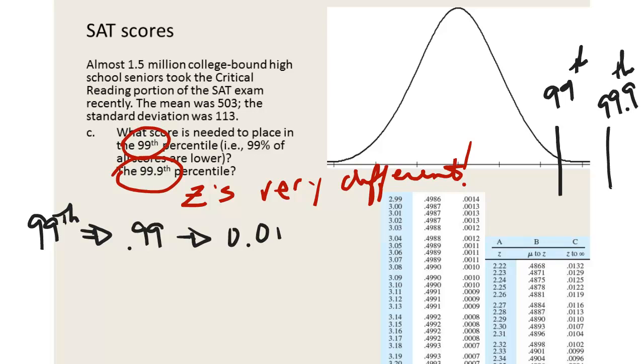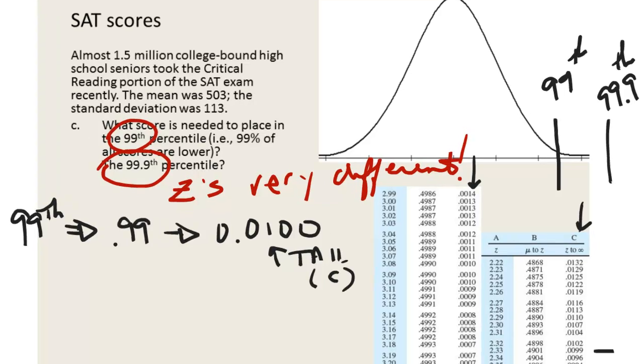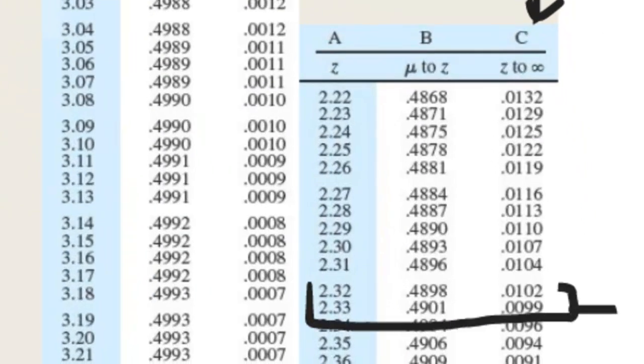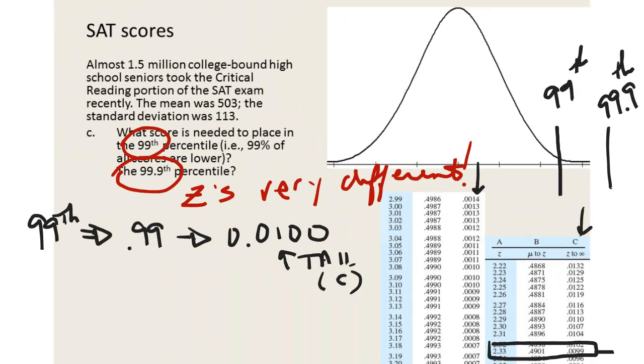That's what separates the 99% of the area on the left from it on the right. And that means that the tail would be just this teensy little bit, 0.01, because if you take 0.01 and add it to 0.99, you'd get a whole, 1.00. So looking along column C, you'll see that the z value of 2.33 is what corresponds to a z-score that gives the tail area to be closest to 1% or 0.01 as a proportion.